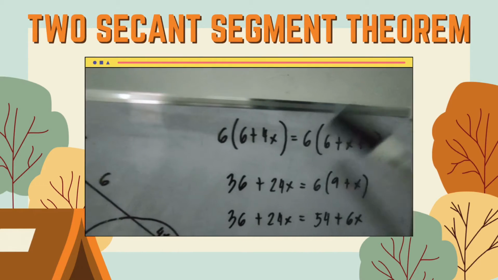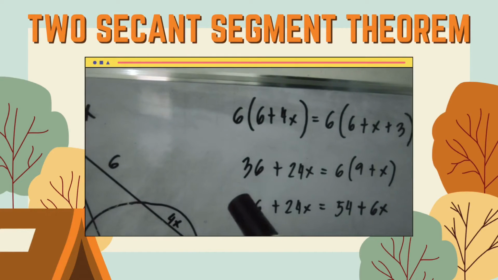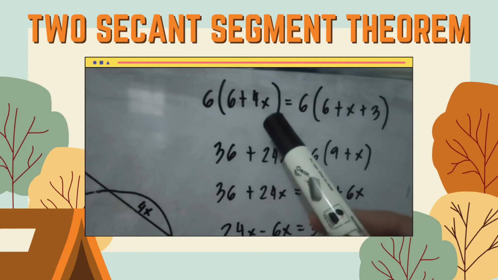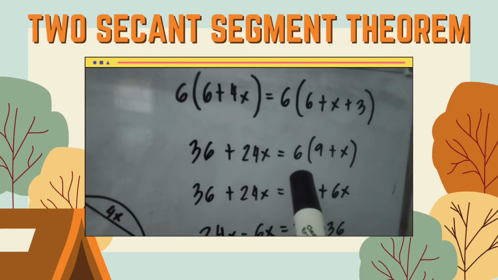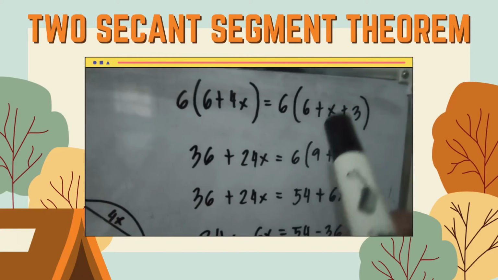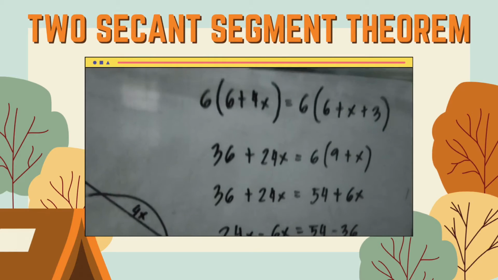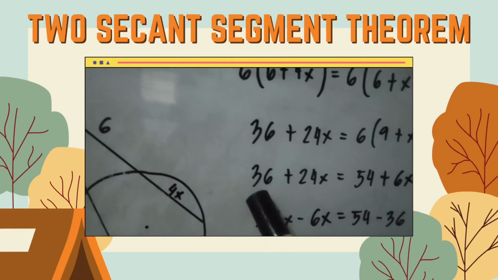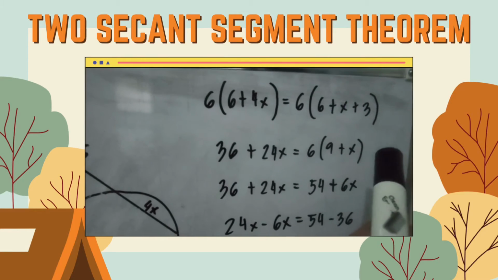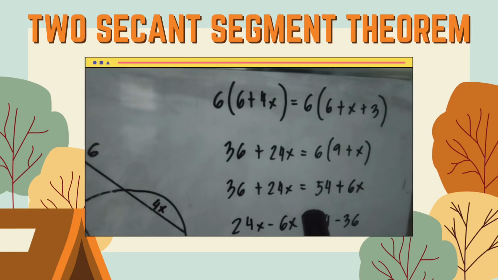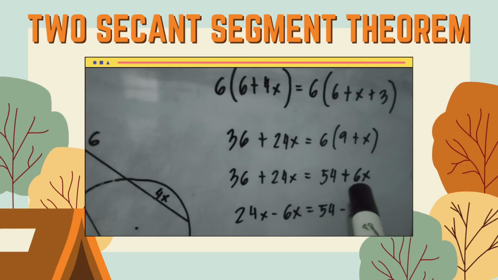Next we need to distribute. So 6 times 6, that is 36, and 6 times 4x, that is positive 24x, is equal to 6, and we need to add 6 plus 3, that is 9. So we write 9 plus x. So 36 plus 24x is equal to 6 times 9, that is 54, and 6 times x, that will be positive 6x.